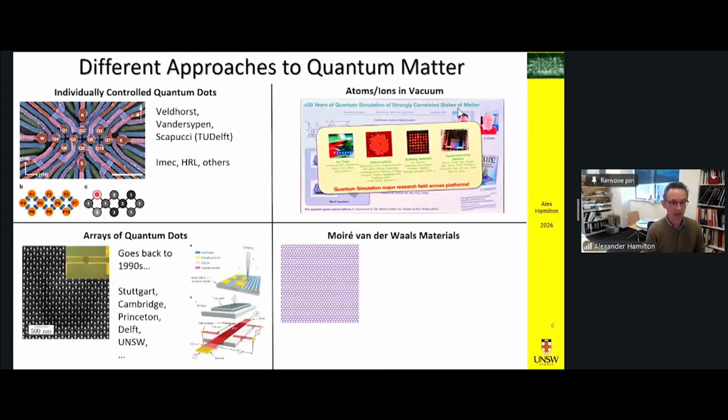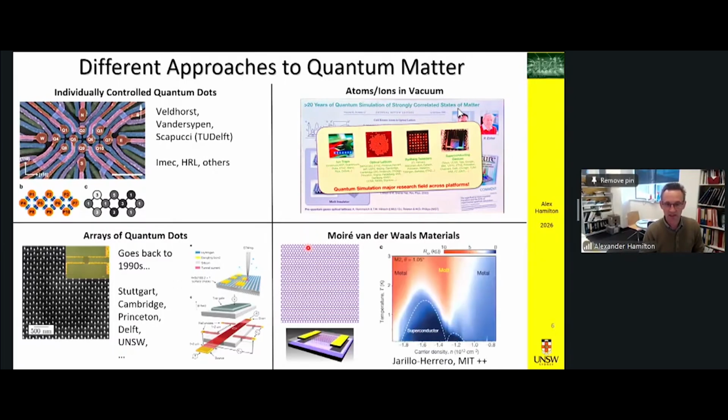You can make larger arrays of quantum dots, and this is work that goes back to the 1990s, where instead of being able to control each dot individually, you just have an ensemble and you try and make sure that each dot is identical, and this work is still continuing. And then there's another approach, which is Moiré-van der Waals materials, where you take a sheet of graphene, as shown here. One takes a second sheet of graphene and just slides it on top of the first one, and then you twist it. And as you put it on top and start to twist it, you start to form this periodic lattice with the Moiré pattern.